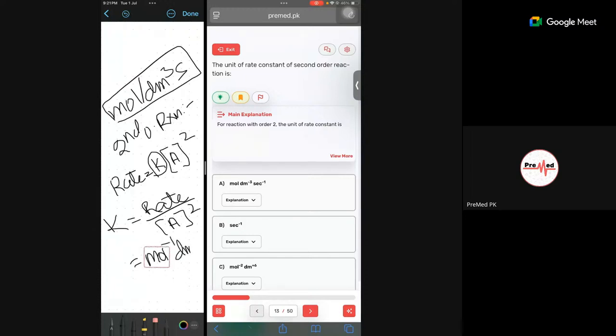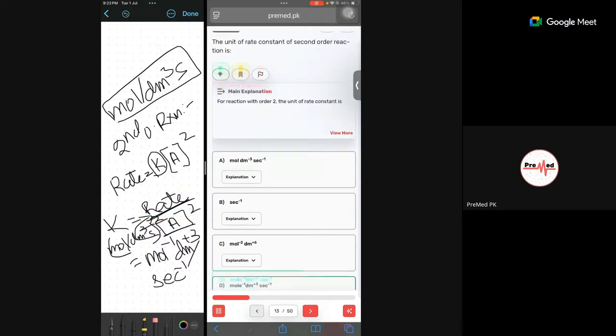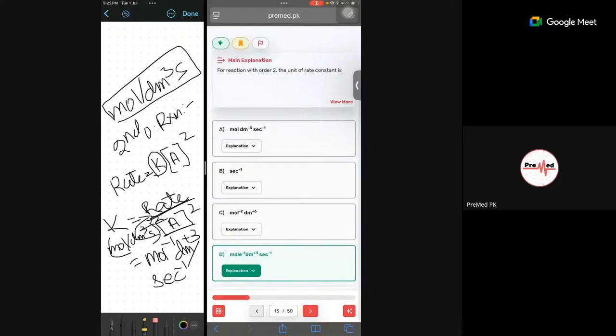per dm cube plus 3, because from this way it's going to move up. Mole per dm cube per second whole square. So it's going to be 6. It was minus 6 before, it's going to be plus, and now it's going to be plus per second. So we have this particular form after simplifying it. We had the rate equation also. So rate will be equal to mole per dm cube per second, and then we will solve it all and we will get the answer, which will be mole per dm cube per second.